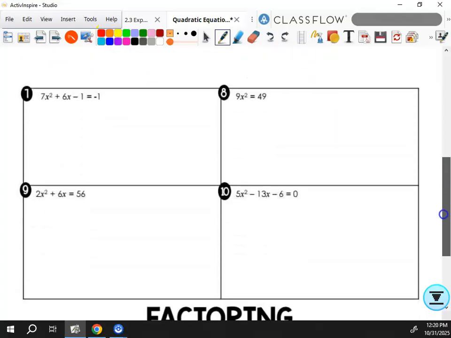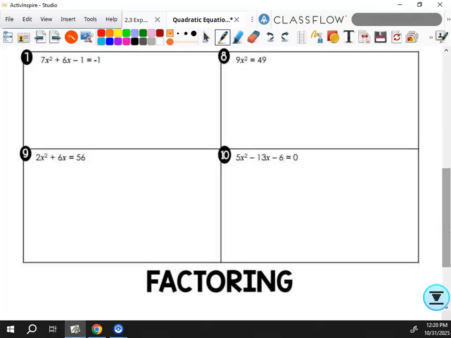Let's look at 7. Move everything to the left. So we get 7x squared plus 6x. When I add 1 to both sides, it zeroes out, so it equals 0 there. So I only have two terms. The first thing we always look for is what? GCF. What's my GCF here? X. So I got x, and that leaves me with 7x plus 6.